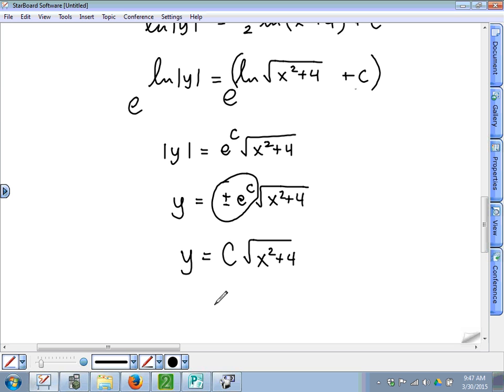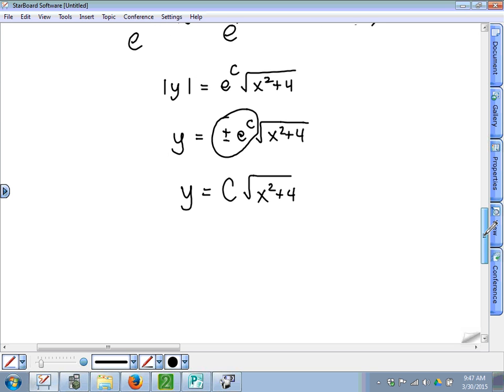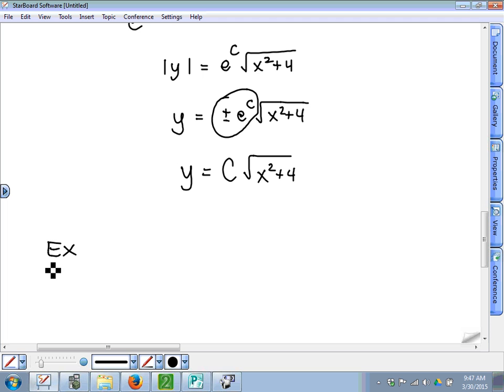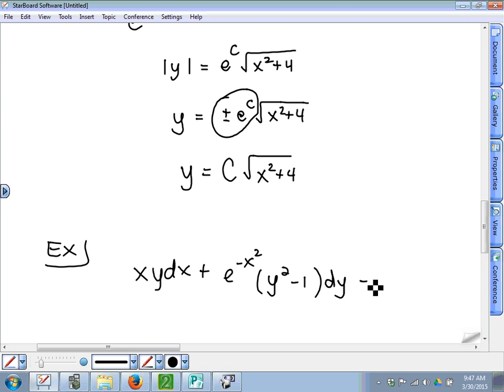And then if you really want to, do y over C from the square root of x squared plus. Let's try another one. Let's try another one. x y dx plus e to the negative x squared, y squared minus 1, dy equals 0.